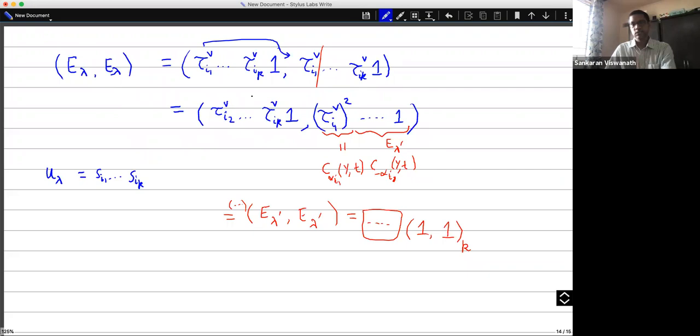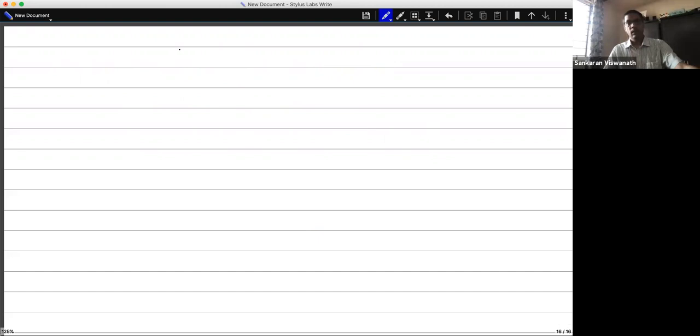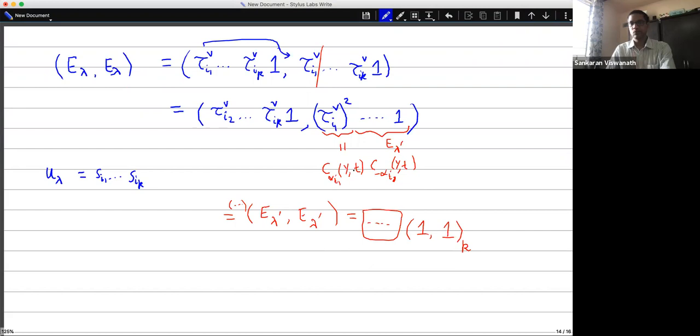Okay, so that tells you that the E's are orthogonal with respect to this inner product. And of course, is there a nice formula for the ⟨1,1⟩_k? Yes. I mean, it's equally nice. It's a very similar sort of formula, with a similar product in some sense. It has a very similar nature to what you have until this point.